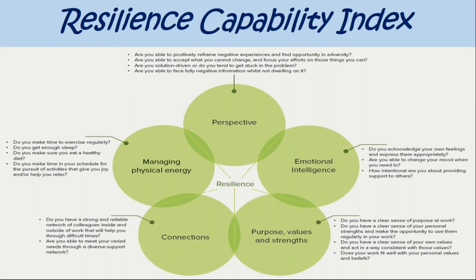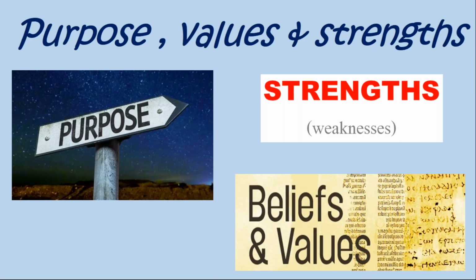And next to emotional intelligence, we have purpose, values, and strengths. This capability is about the things that matter to us, our values and beliefs, what's really important in our lives. So if we think about the roles we have, the work we do, our home lives, people in our lives, our hobbies, all of the things we spend our time on and we commit to, our beliefs and values, they're our anchor to what's right and what's important.